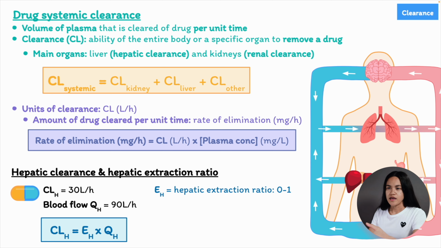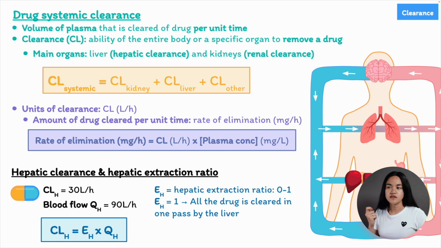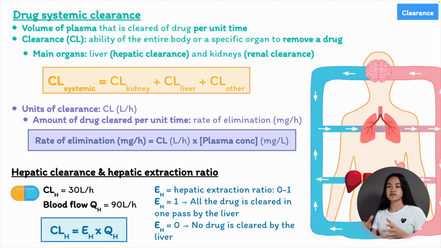So for a hepatic extraction ratio of 1, the liver clears all the drug in a single pass. One pass of blood flow through the liver eliminates all the drug. That's the maximum elimination by the liver. A hepatic extraction ratio of 0 indicates that the liver does not clear the drug at all. It's a drug that's not metabolized or excreted through bile. So an extraction ratio close to 1 indicates that the liver efficiently removes most of the drug, while an extraction ratio close to 0 indicates poor extraction by the liver.